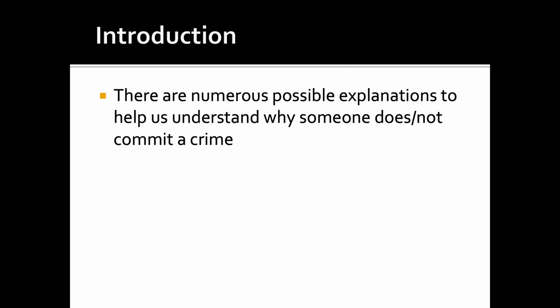So there are a lot of different explanations to really help us understand why someone does and does not commit a crime. And those are two important and different approaches in how we can understand why people commit a crime. Oftentimes, criminological theory focuses on why someone does commit a crime. So that means we're looking at criminals, from one perspective that, hey, these are people that are committing crime, so let's figure out why they're committing crime.